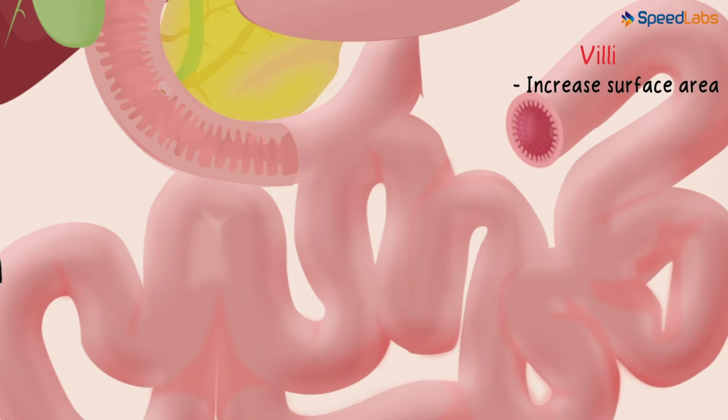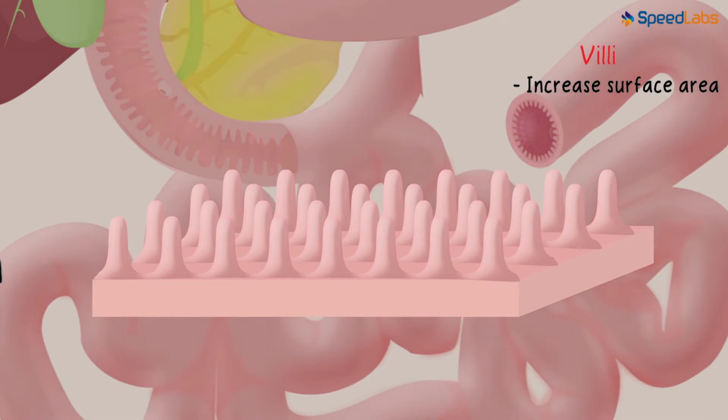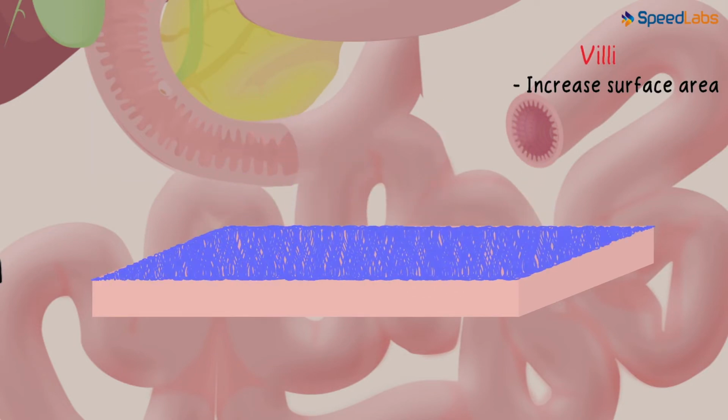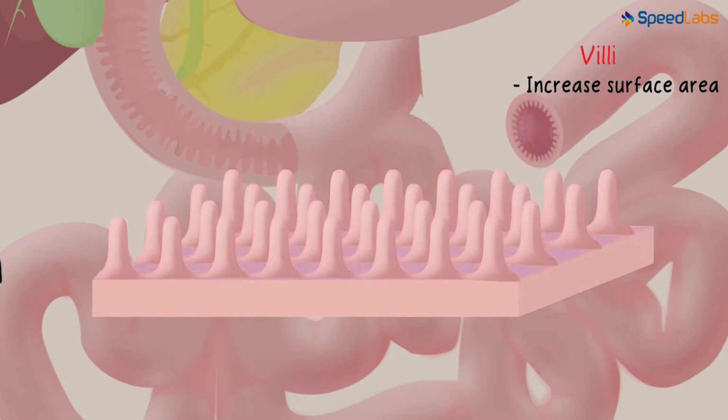But the question is how? How can we say that the surface area has increased? To understand that, think of the small intestine being opened up like this, to look like a rectangular surface. If there was no villi, the nutrients would have been absorbed through the surface and this would be the surface area. Now on its surface, let's draw tiny finger-like projections.